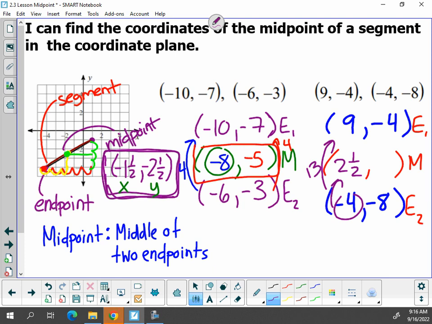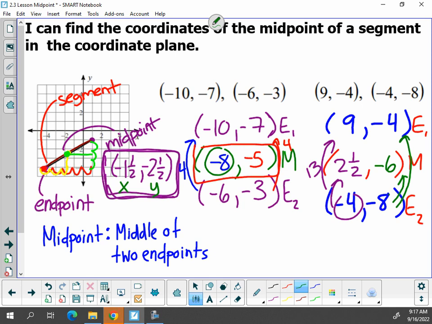To get from -8 to -4, we are counting 4 units, and so that means to get to our midpoint, we have to count 2 units. So -8 to -7, -7 to -6. And we have to go in the right direction. We wouldn't want a number that's not between these two things.